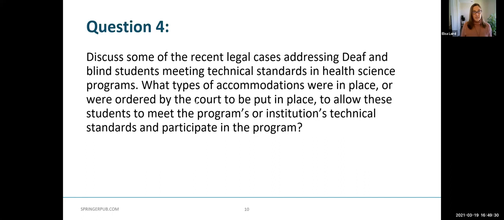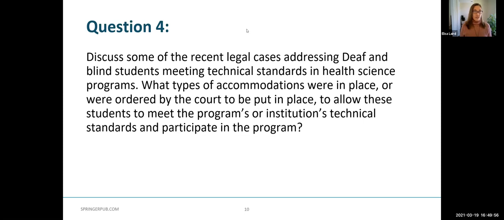Do you recall what the accommodation was that the student was requesting in that case? I don't. I think that it was an intermediary, essentially someone to describe the x-ray so that the student could then interpret the findings from it.